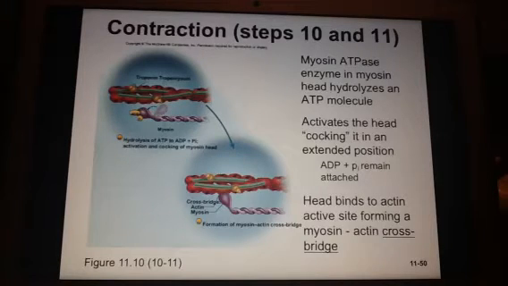And again, I would watch these animations because they really do a better job than these two-dimensional pictures. But again, all of them are good. This is good at breaking it down into steps.